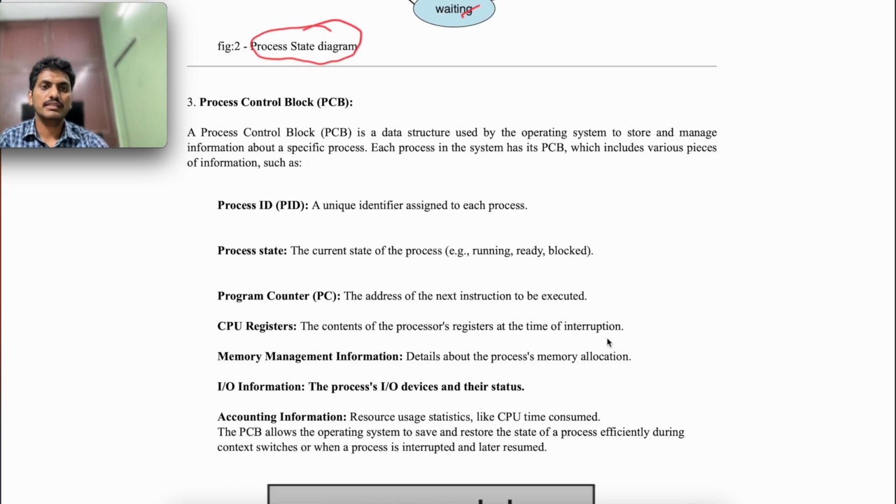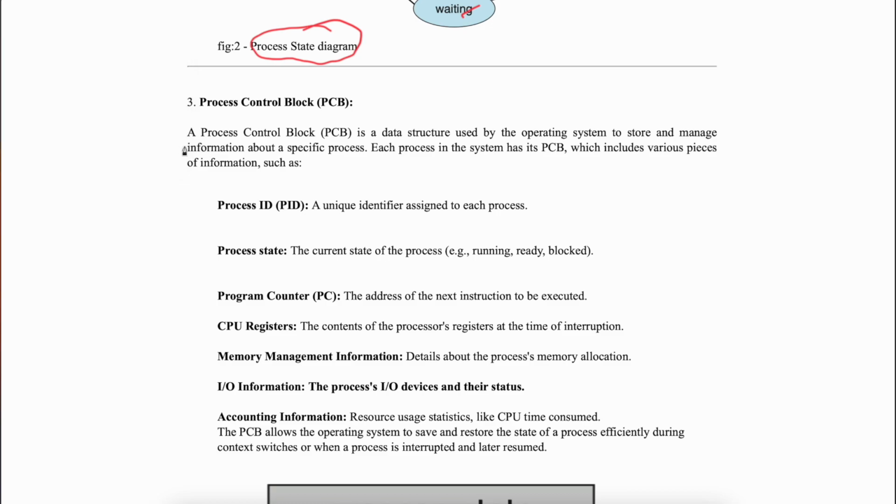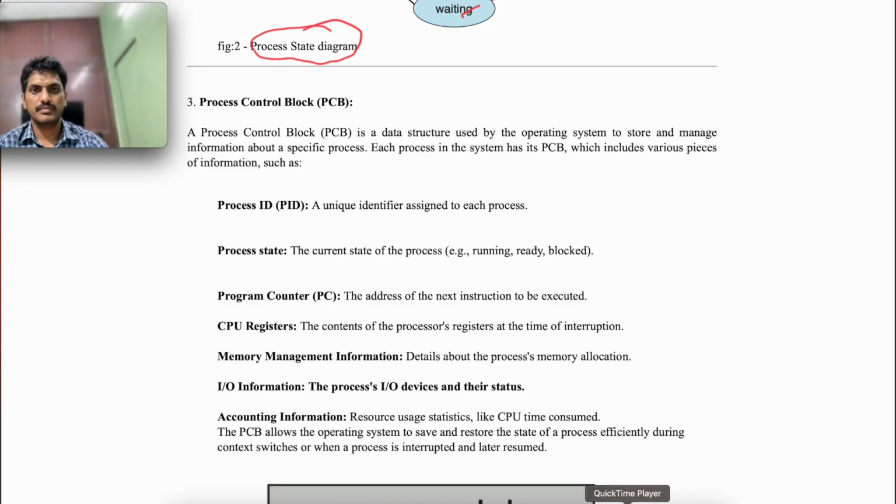So next, look at the process control block. It is the information about a specific process. Each process has one PCB, process control block. Every process has one process control block.